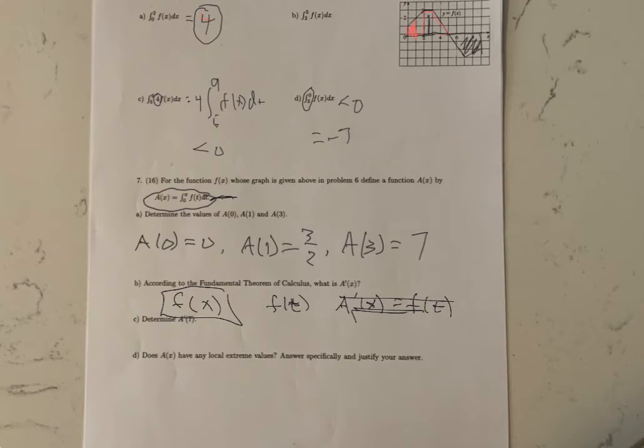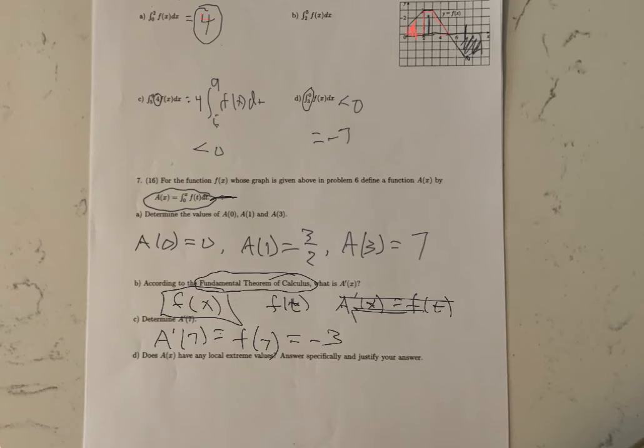At least one person wrote the definition of the derivative, which is what A prime is, but it's not the question I asked you. I said according to the fundamental theorem of calculus. Finally, what's A prime of 7? Well, if you got part B right, then A prime of 7 is just f of 7. And so we'll go up to our graph here. I've kind of obscured it, but it looks to me like 7 is here, and we're down at -3.